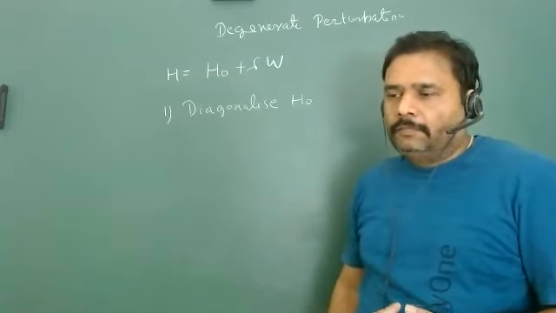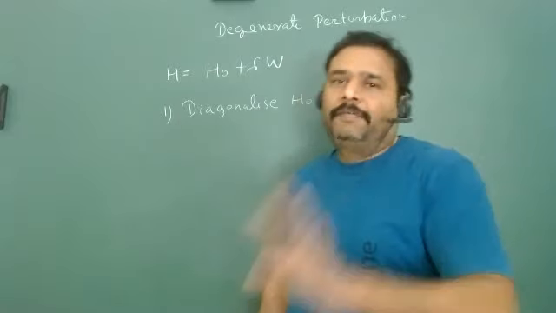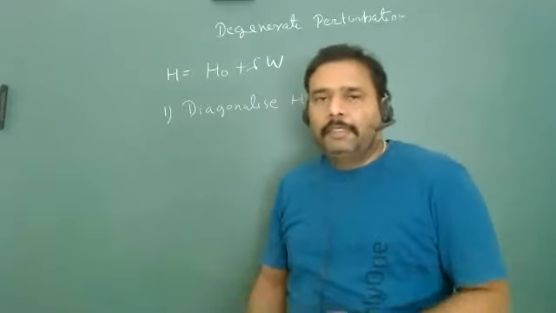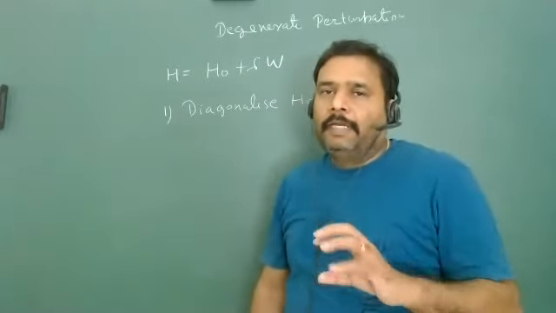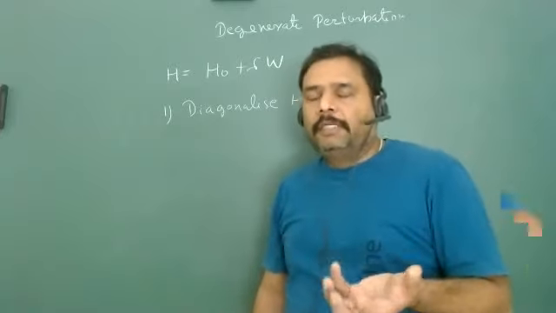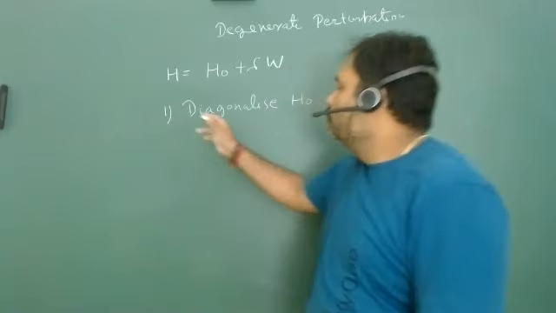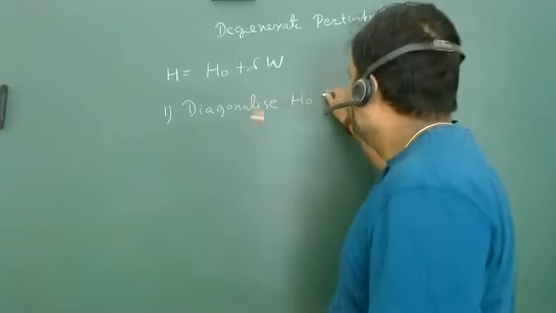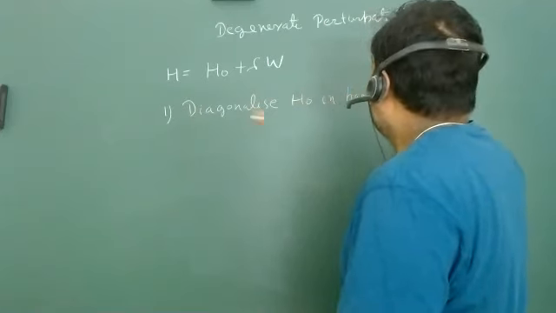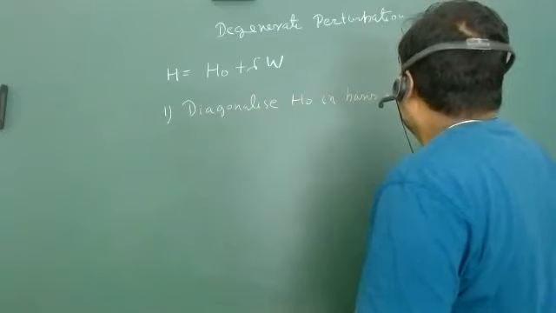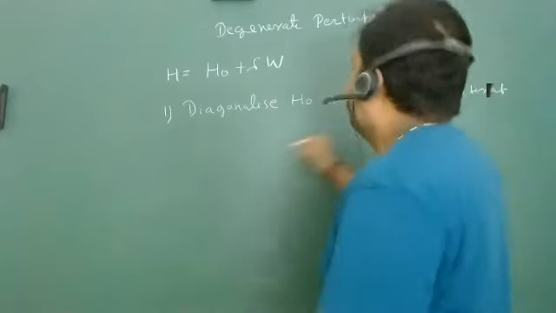H naught के basis में जी. No, no. In which basis are you diagonalizing H naught? The eigenvector of H naught. You can make sure that the eigenvectors of the Hamiltonian will be orthogonal or orthonormal such that you can easily diagonalize H naught in the eigenvectors of H naught. So what you will do? You will just diagonalize H naught in the basis of eigenvectors of H naught itself.